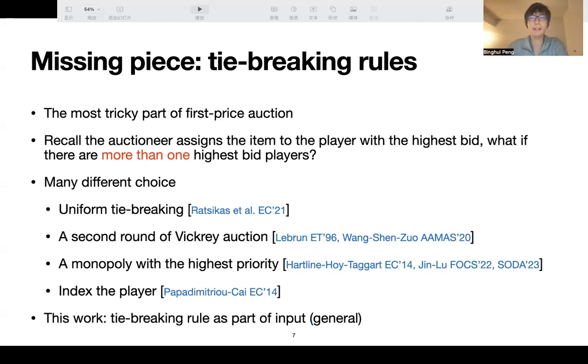So in this work, in order to formally study the computation complexity and capture the generality of first price auction, we assume the tie-breaking rule is embedded as part of the input.